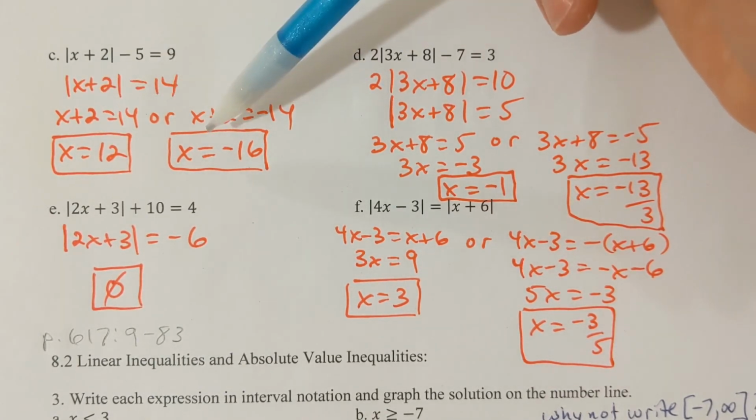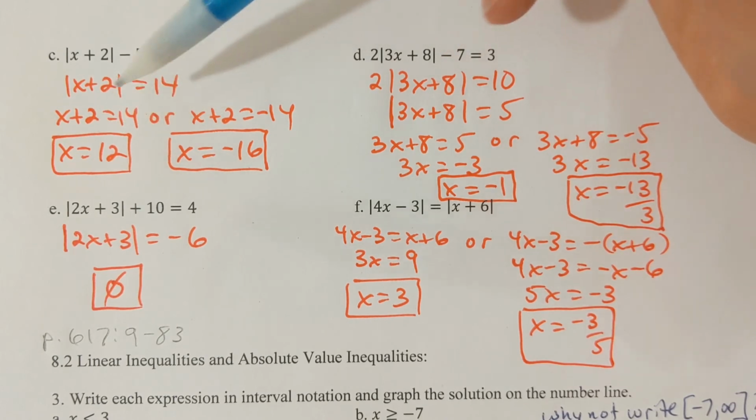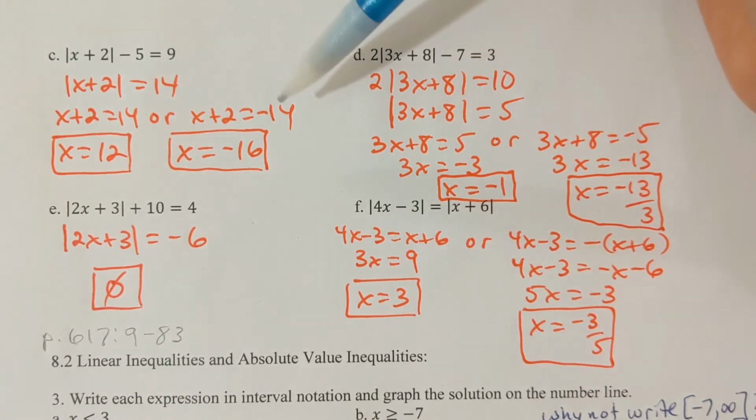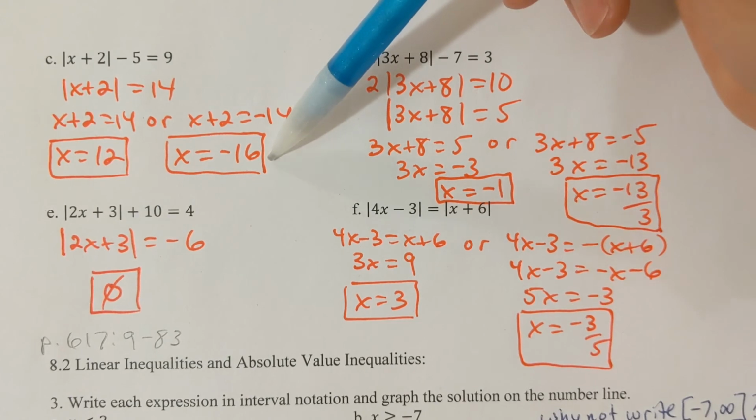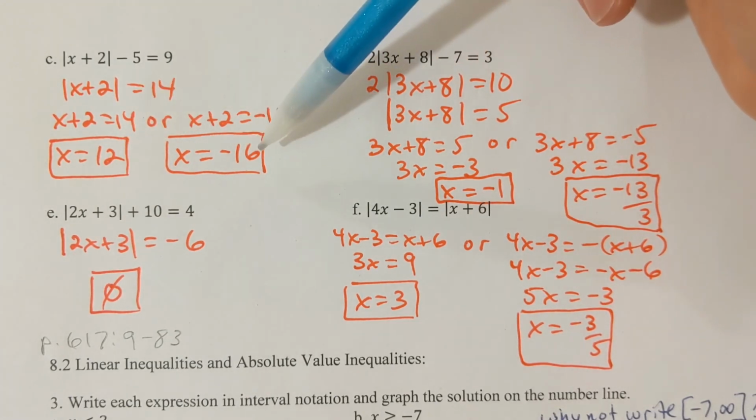With this one, and actually on both of them, you're going to subtract 2 now from both sides. 14 minus 2 is 12. Negative 14 minus 2 is negative 16. And so here's my two answers.